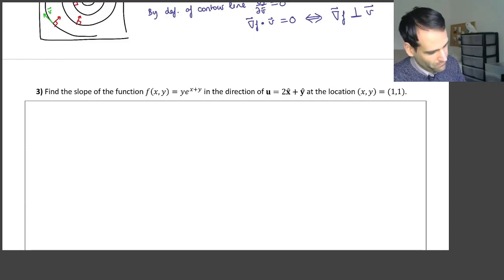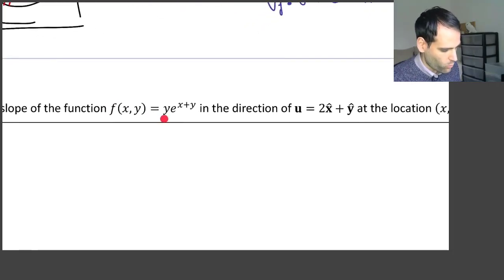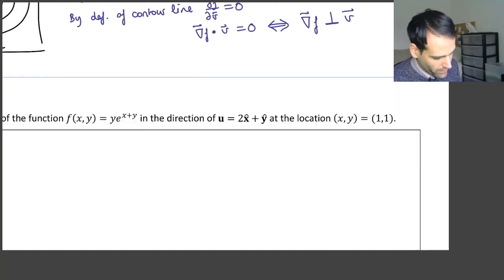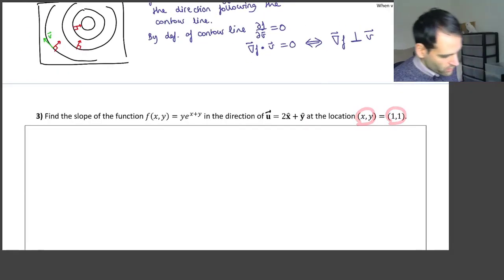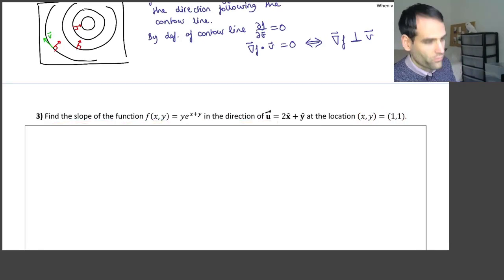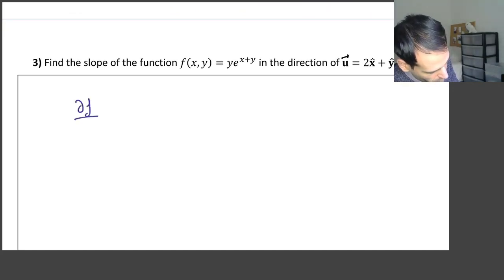Consider this example. Find the slope of the function f of x, y, which is a scalar function, equals y times the exponential of x plus y, in the direction given by the vector u equals 2x hat plus y hat, at the location x, y equals 1, 1. Okay? So to find the slope of the function in some direction, the only thing we need to calculate is the directional derivative of f with respect to that direction, u hat.